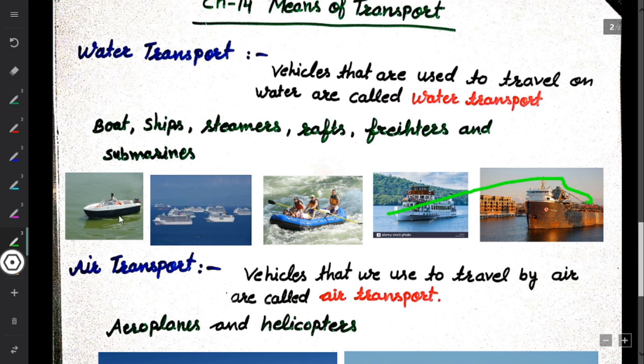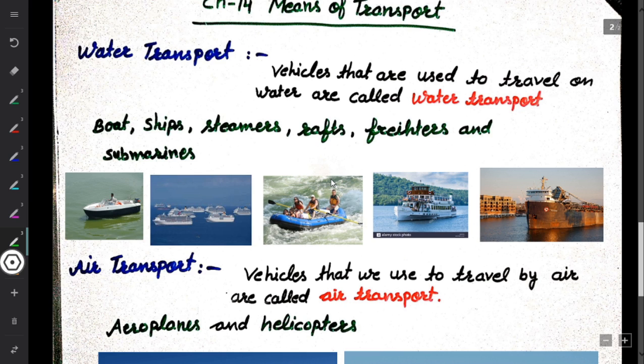These all are water transport. Which ones? Boats, ships, steamers, rafts, freighters, and submarines. These all are water transport.